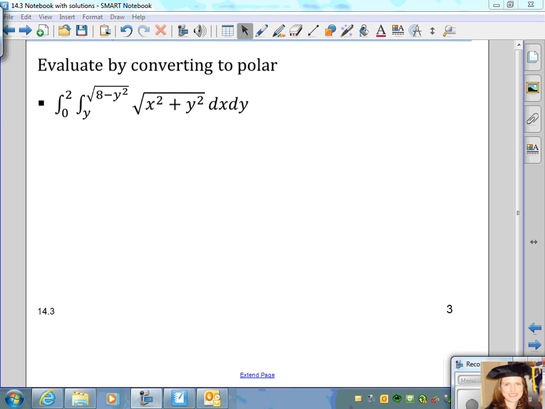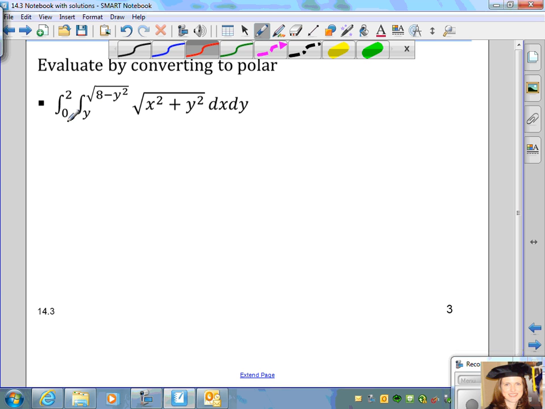In this example, we want to evaluate by converting to polar the integral from 0 to 2 of the integral from y to the square root of 8 minus y squared of the quantity the square root of x squared plus y squared dx dy. We want to convert this to polar, so we need to determine the region that is defined by the bounds.